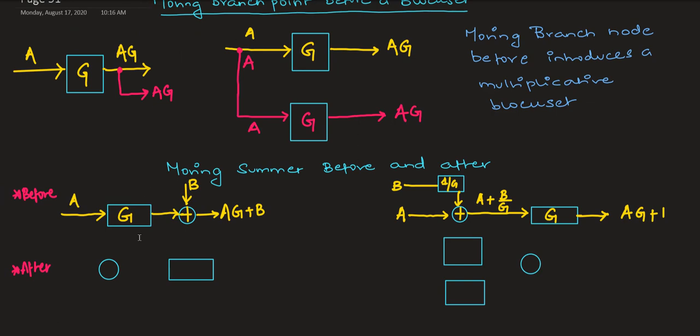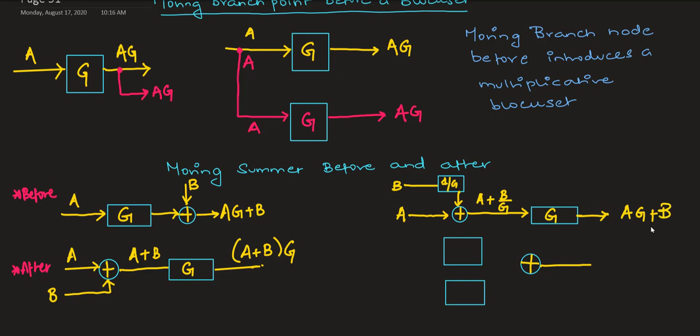In the second case, I'm taking the summer which is placed before my block G, and that is going to give me A plus B, and my output is going to be A plus B into G. And in order to move that summation to after the block G, which should give me the same output A plus B into G, I need to introduce another block G, and that block multiplies with my A and B, and then it is added together. I get my A plus B into G.